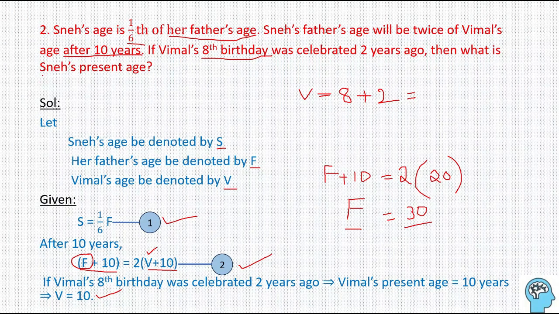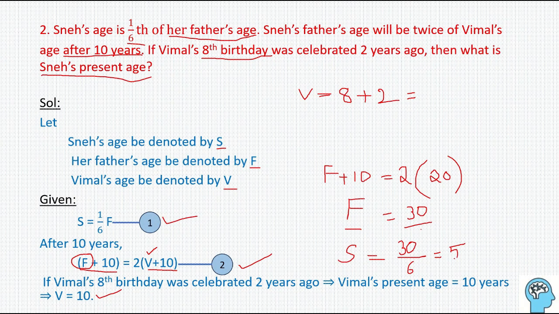Now he's asking what is Sneha's present age. Sneha's present age will be 1 by 6th of F. So 1 by 6th of 30 will be Sneha's age, that is equal to 30 by 6, that is equal to 5 years. Okay, so Sneha's present age will be 5 years. So that is the answer.